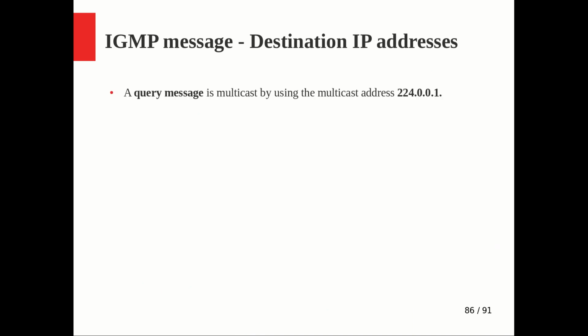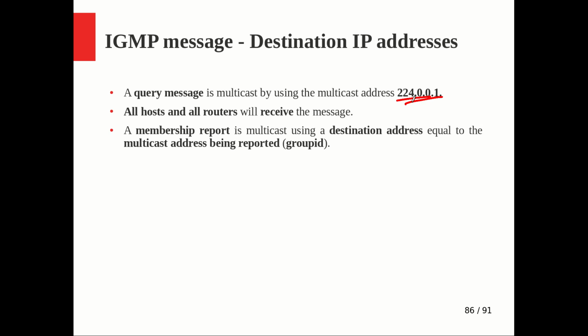Yes, we will see the theory part. The query message, whether it is special or general query, will be given to the special multicast address 224.0.0.1, something you can remember because it is special and unique worldwide. This means that every system, that is hosts as well as routers, will receive this message. The membership report is multicast using a destination address equal to the multicast address of the group itself, that is, the group ID itself.